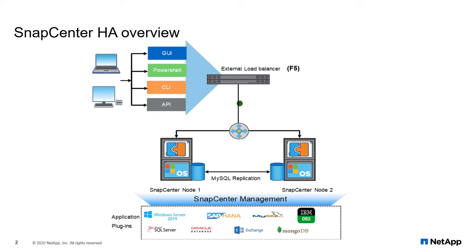In this case, the user would connect to a virtual name or IP address, and the load balancer will route the connections to the SnapCenter server, which is running an active MySQL database instance. In an event, if the primary node crashes, then the replica node automatically takes over and the SnapCenter will continue to run. So let's look at the demo how to configure high availability for SnapCenter leveraging the F5 load balancer.